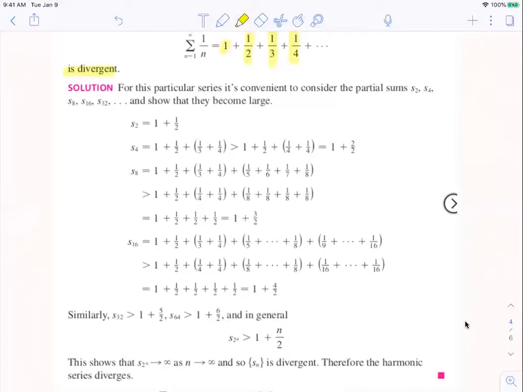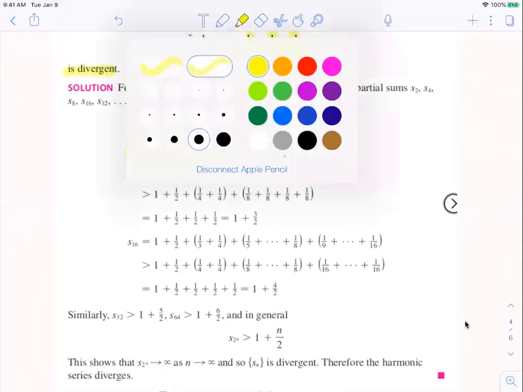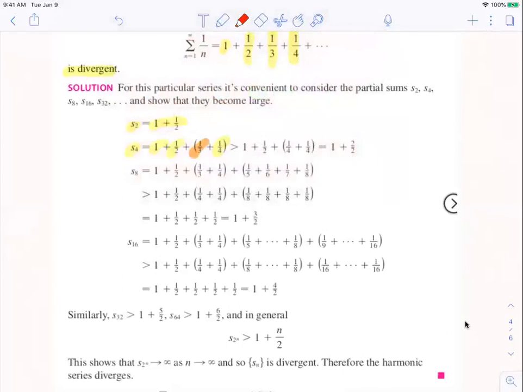Okay, so what are we doing? We're going to look at some strategic partial sums. I'm going to skip S1 and just look at S2. S2 is 1 plus a half, because the first two terms are 1 plus a half. And then we're going to skip over S3 and look at S4. S4, of course, is 1 plus a half plus a third plus a fourth. But I want you to focus on the third and the fourth. Both of those numbers are bigger than or equal to a quarter.